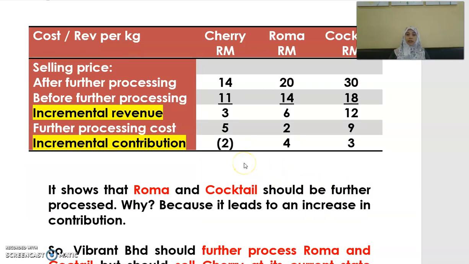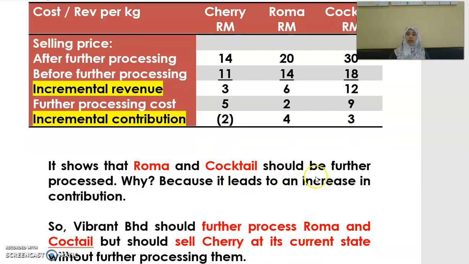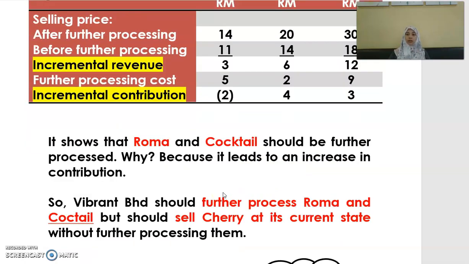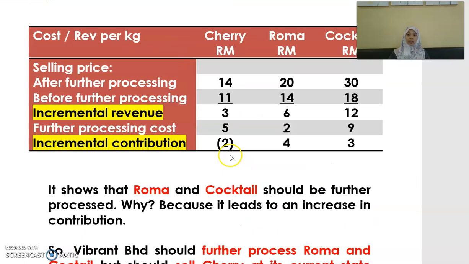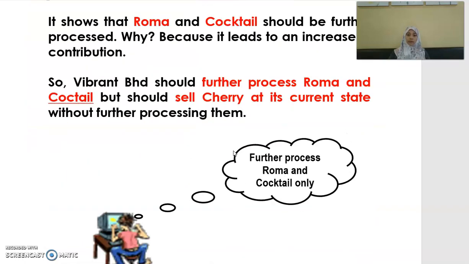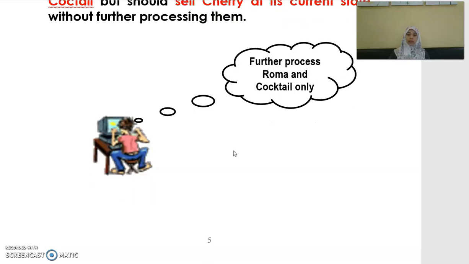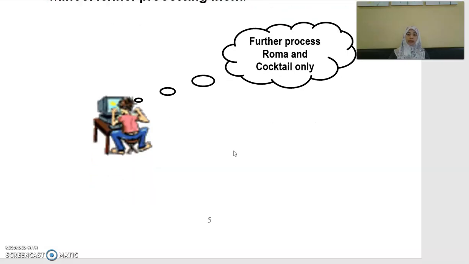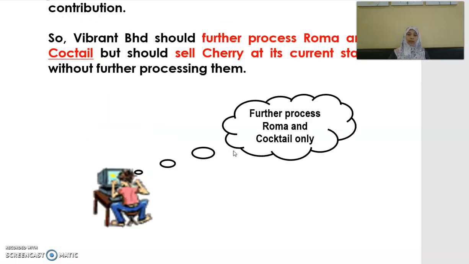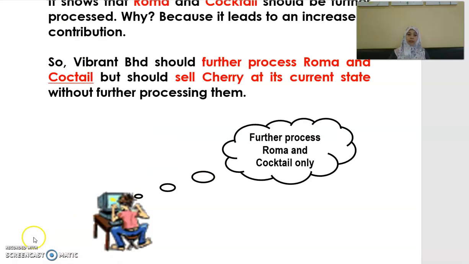From here, you can see that Roma and cocktail should be further processed, because it leads to an increase in your contribution. So Vibrant Berhad should further process Roma and cocktail, but should sell cherry at its current state without further processing, because the incremental contribution for cherry is negative 2. So for your decision, only further process Roma and cocktail. That's all for the incremental analysis for further processing.